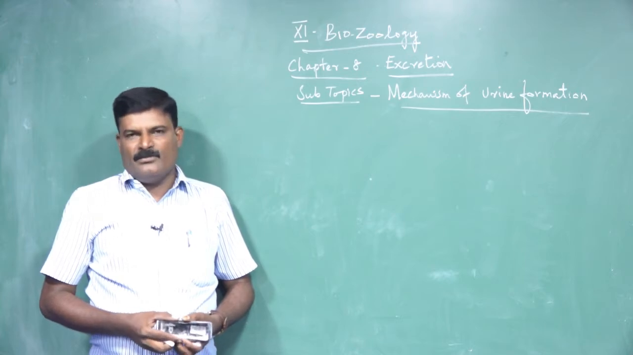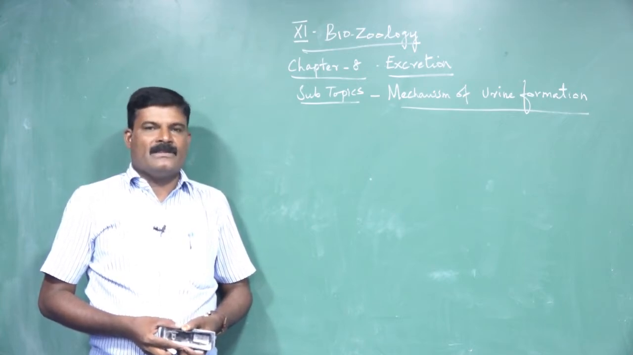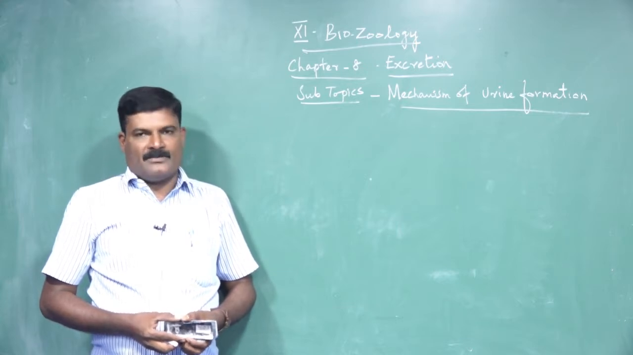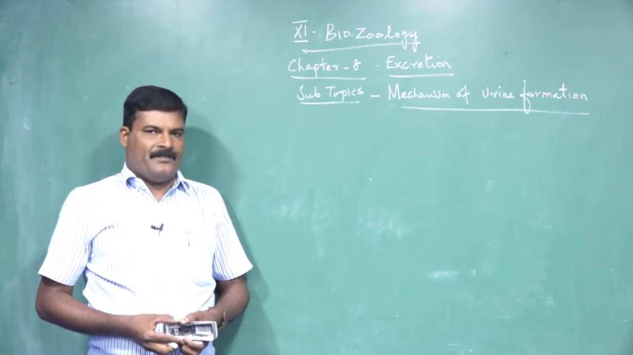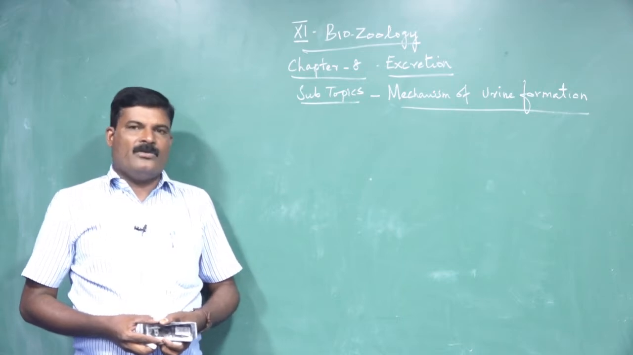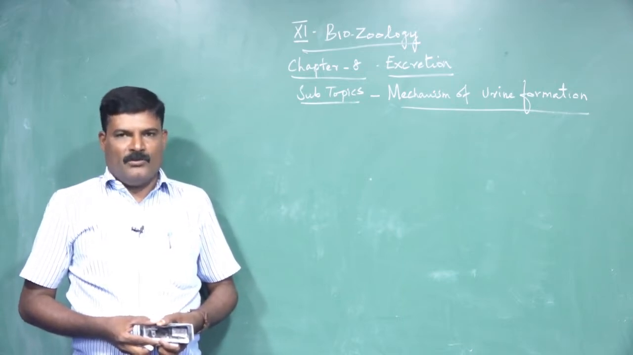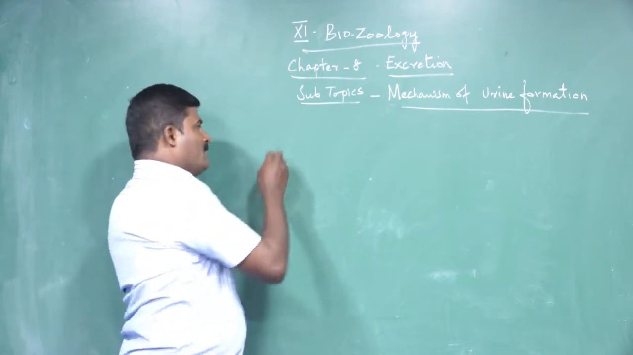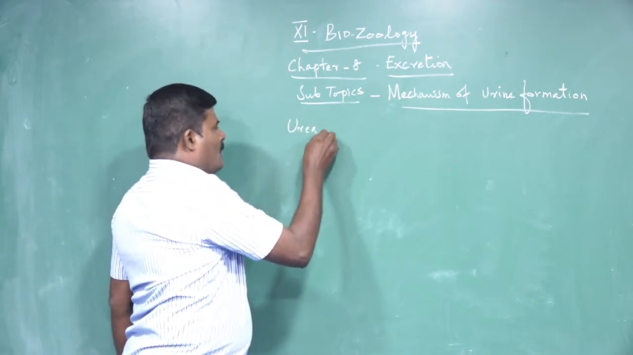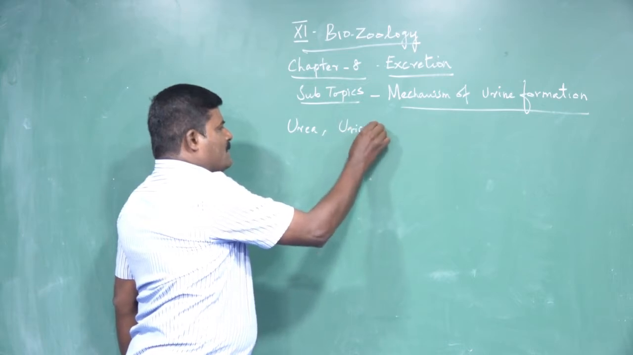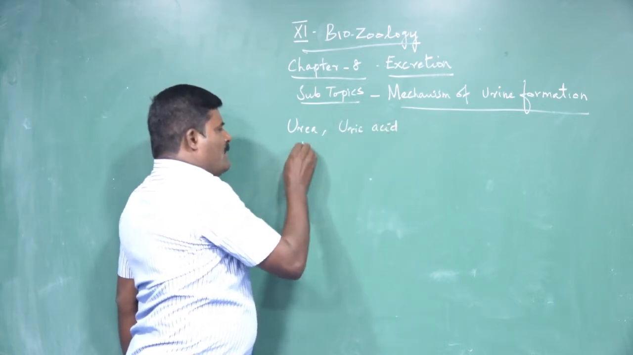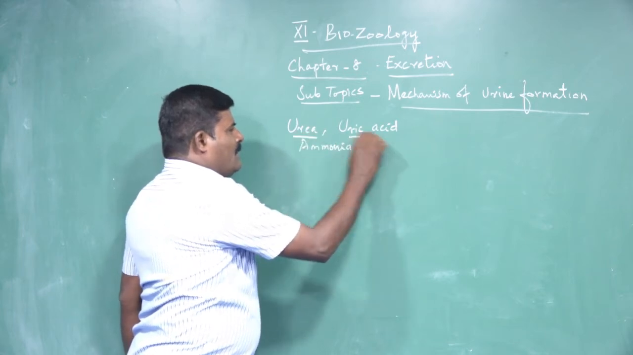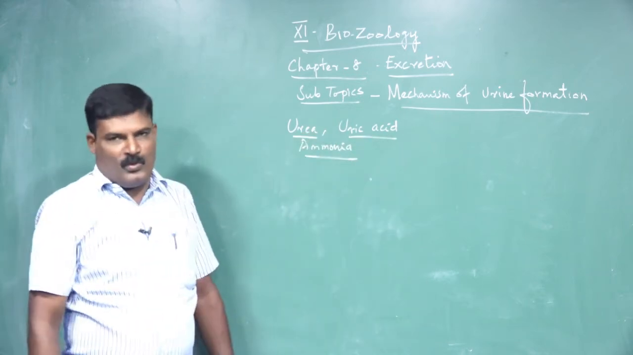Excretion is a simple process: the removal of nitrogenous waste products from the body is excretion. What nitrogenous wastes are formed in our body? There are three main nitrogenous wastes. One is urea, another is uric acid, and the third is ammonia. These three are the major nitrogenous compounds.